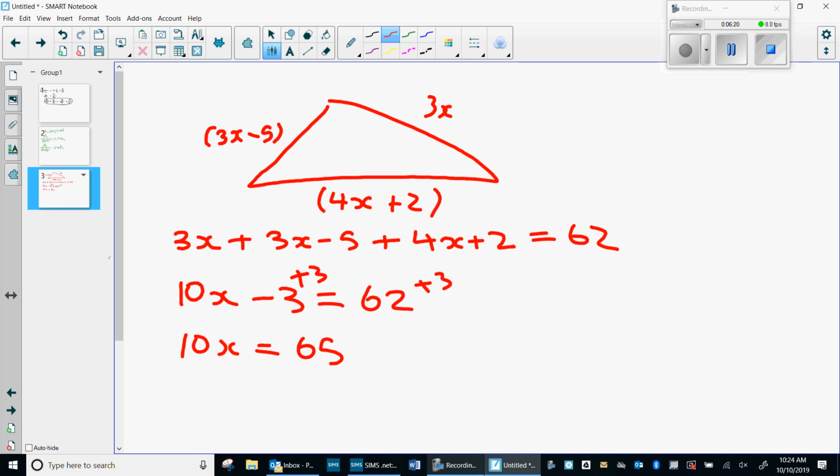And then we would do 5 by 10 divided by 10, which is x equals 6.5. And that's the answer.